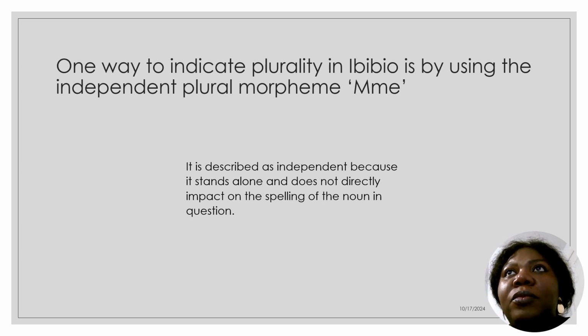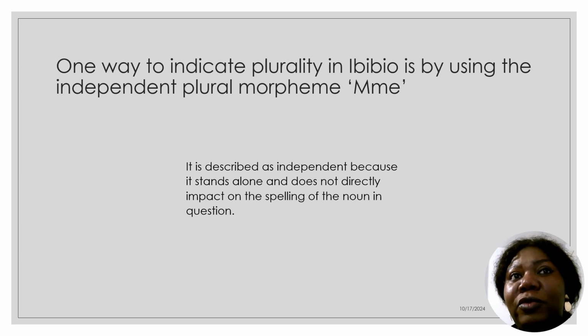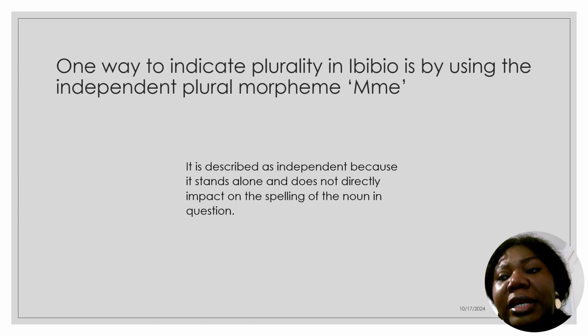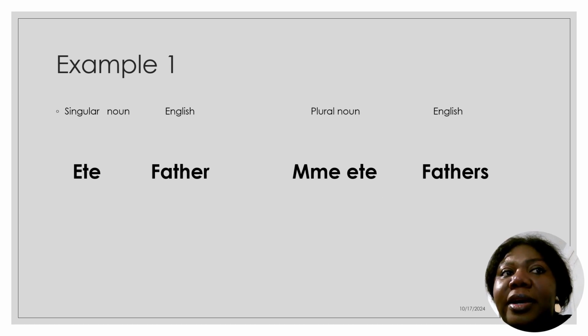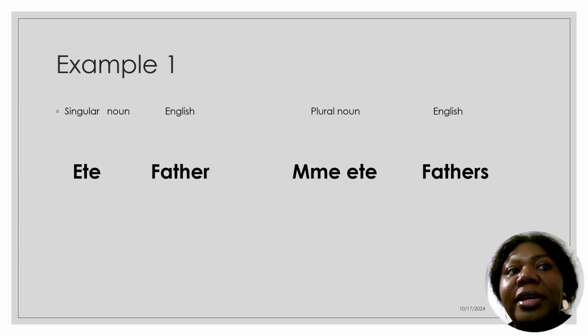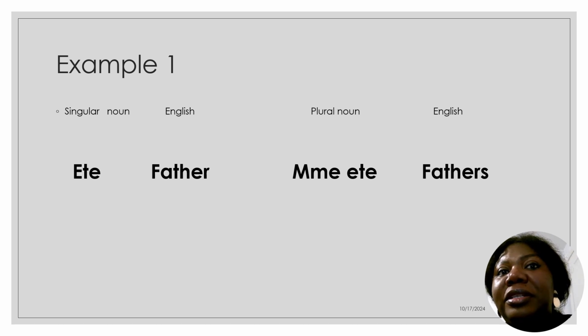So it's a bit like when you say a. When you have a preceding a noun, it's the same thing. So this independent morpheme just stands there and indicates that it's more than one. Look at our example. The word ete is a singular form for father. In plural, we say mete, which means fathers.